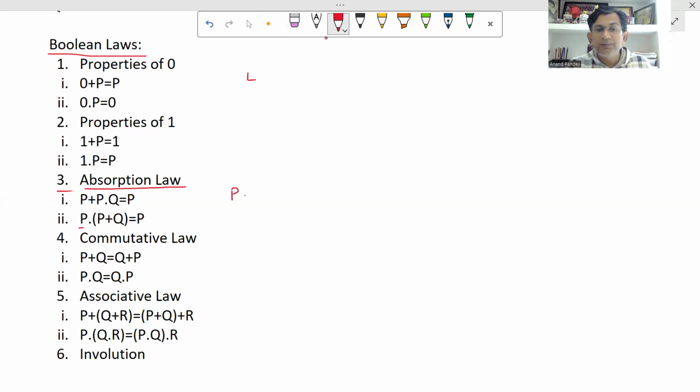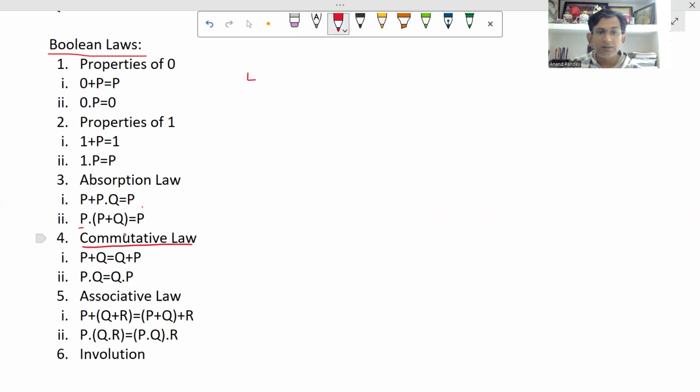Let me show you p plus pq. If you take common p, it will be p times (1 plus q). Just as in the previous law, properties of 1, 1 plus q will be what? 1. So p dot 1, and p dot 1 will be p. That is the right hand side, you can see. So this is absorption law. No need to derive. Derivation will not come in the examination, but I'm showing you to help you understand.